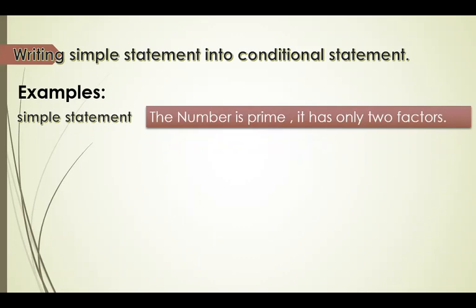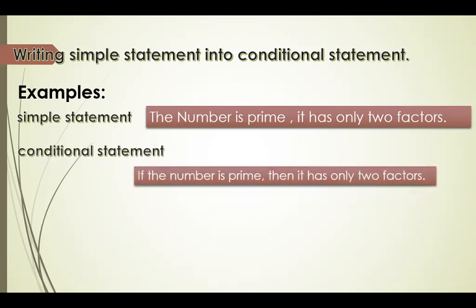Okay, simple statement. The number is prime. It has only 2 factors. Ano ba yung pinag-uusapan dyan? The number na prime. Ano daw yung number na prime? It has only two factors. O, di ba? Yung pinag-uusapan na number na prime, it has only two factors. So, based from that, we can formulate the conditional statement that if the number is prime, we attach the word if, no, doon sa pinag-uusapan which is the number is prime. Then, it has only two factors.